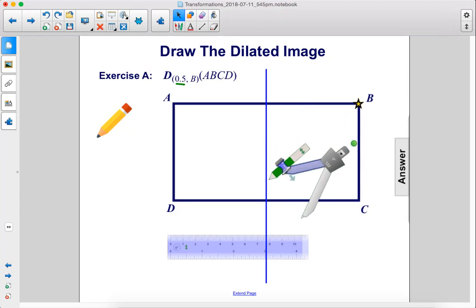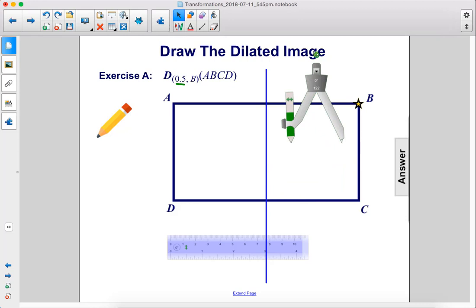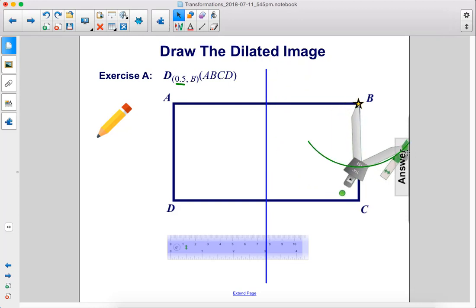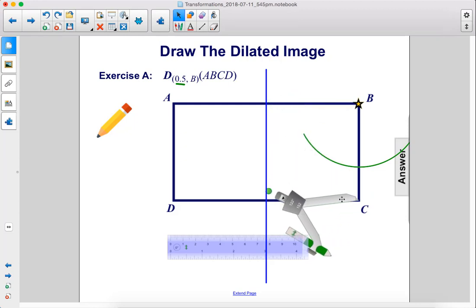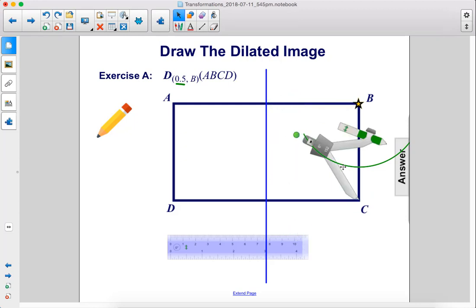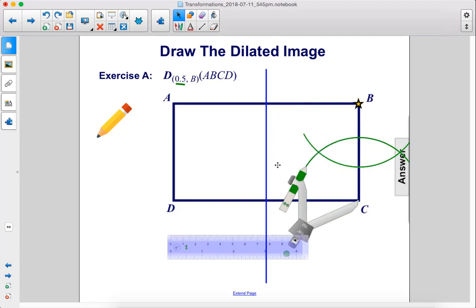All right, so I'm going to make it a little smaller. I'm going to flip it around like this. First we put the compass down on B and make sure that this is stretched a little bit more than halfway, and we're going to draw an arc like that. Now I'm going to pick this up, move it down to C, flip it around and draw another arc, just like that.